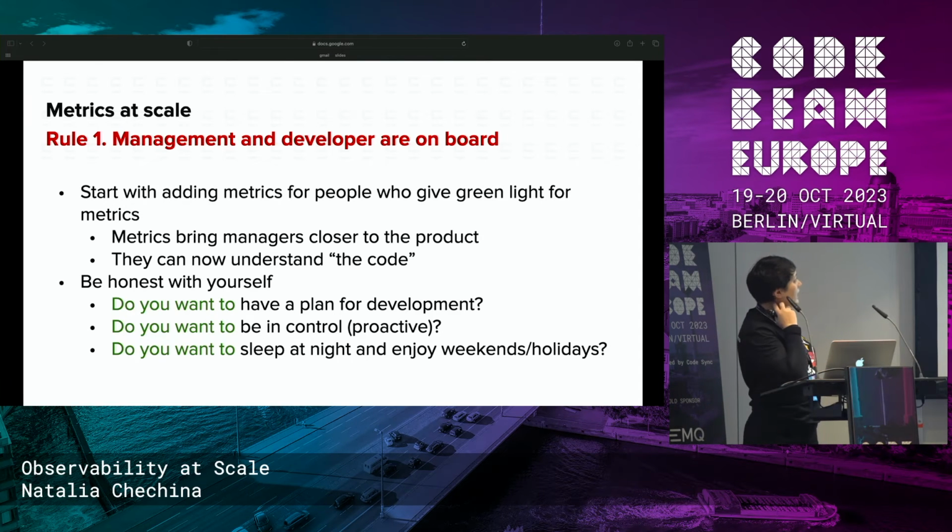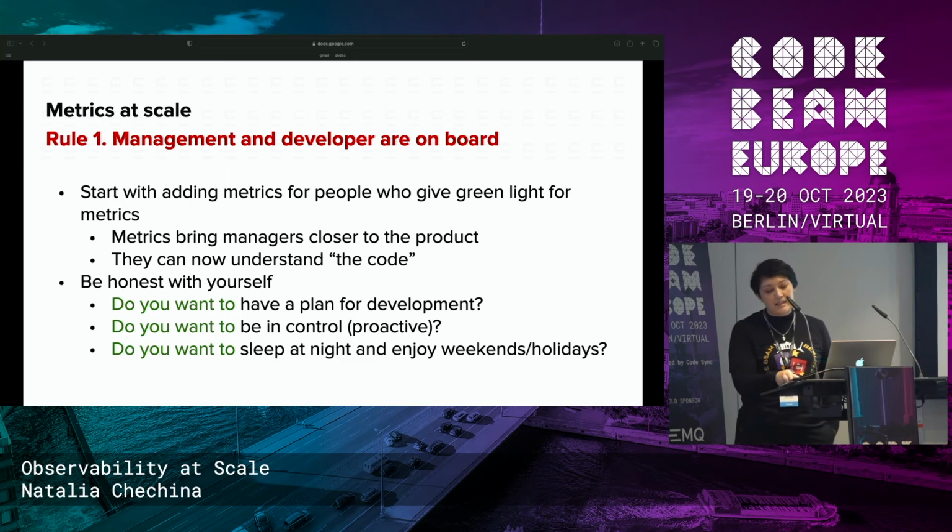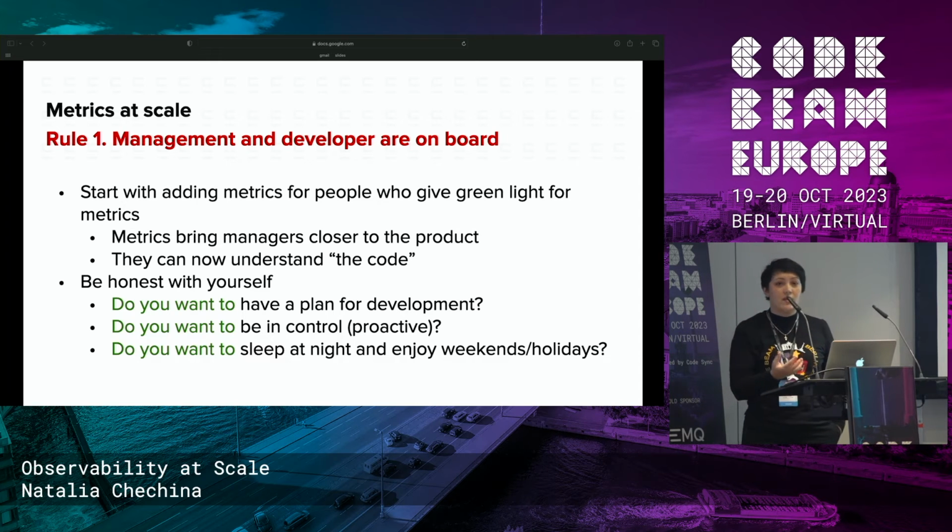So let's have a look at some of the rules when you work with metrics. The first one is ensuring that the team is on board: you as the developers are on board and the management is on board. So show the management the metrics, right? Develop a couple for them.